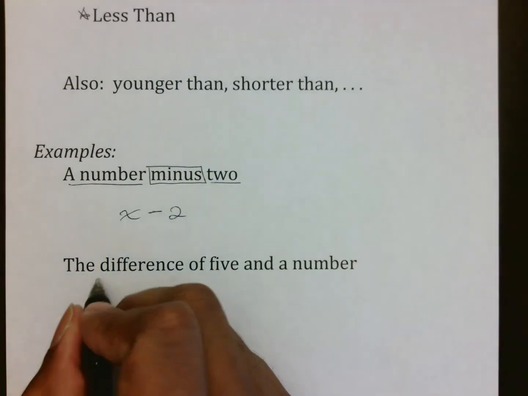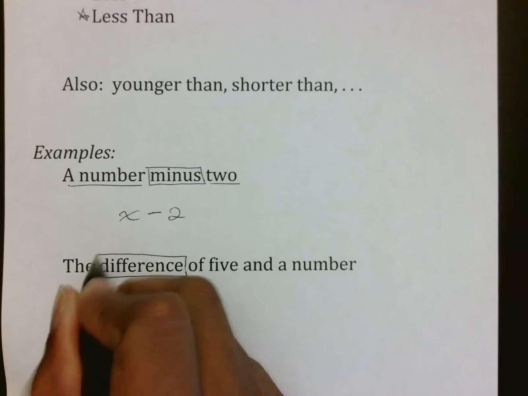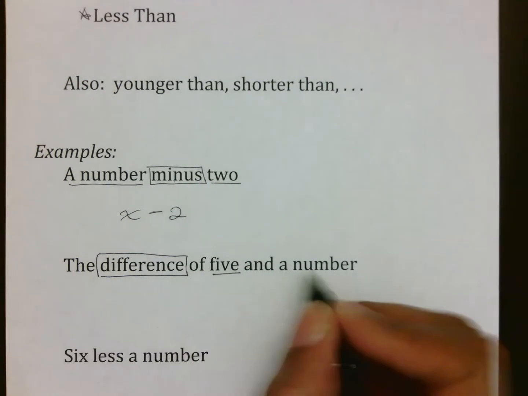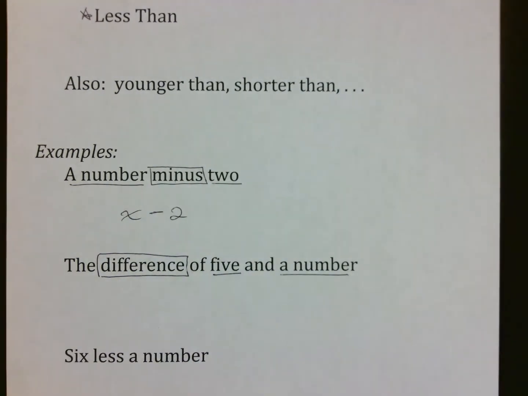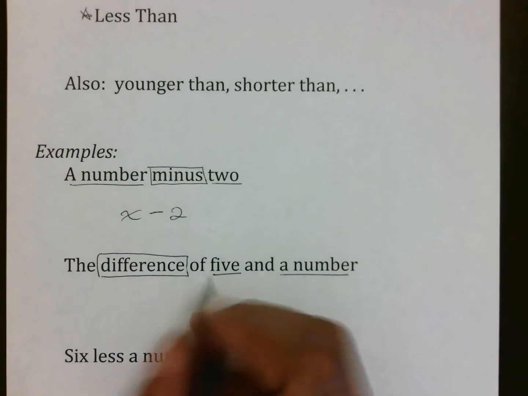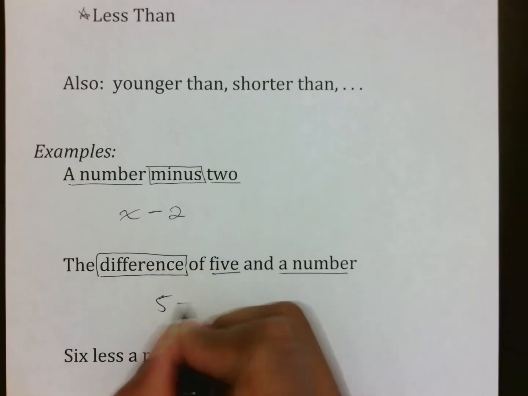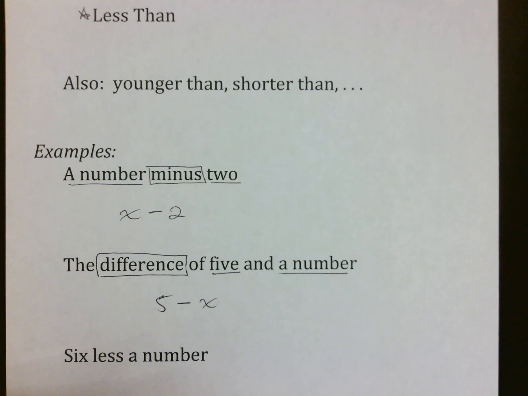On the second type, difference is my operation prompt. 5, a number are my value prompts. And again, since 5 is first, put a 5. Difference means subtract, which is minus a number, which means put an x after it.